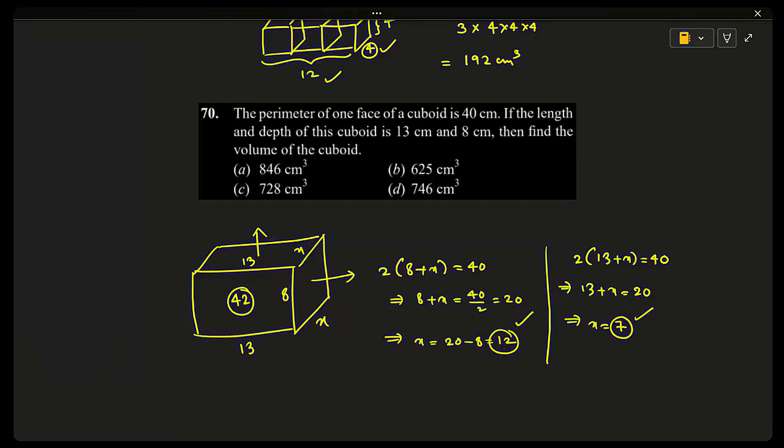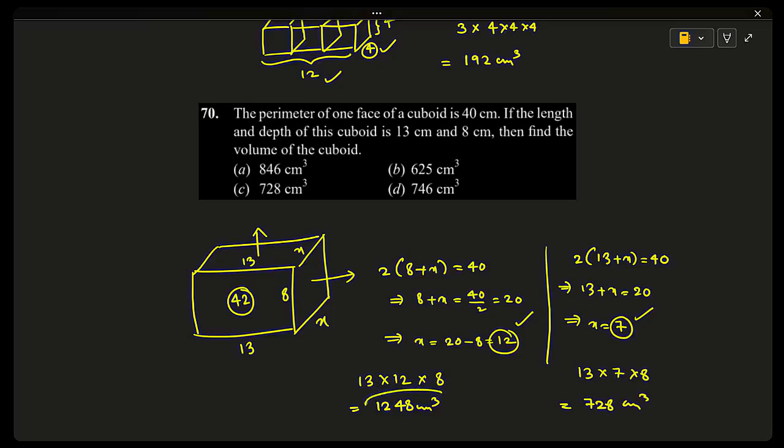Let's take both of them and find which volume is given in the options. Suppose I take x is equal to 12, then volume is length into breadth into height, so 13 into 12 into 8. Let me do the rough work here. We are getting 1248 centimeter cube. But if you use 7, that is 13 into 7 into 8, 7 8s are 56. If you multiply, you'll be getting 728 centimeter cube.